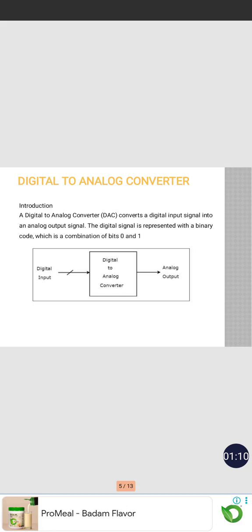The digital to analog converter converts the digital input signal into an analog output signal. The digital signal represents the binary code. It is a combination of bits, zeros and ones. And this is the block diagram of the digital to analog converter. First, it consists of a number of binary inputs and a single output. In general, the number of binary inputs of a digital to analog converter will be a power of 2.